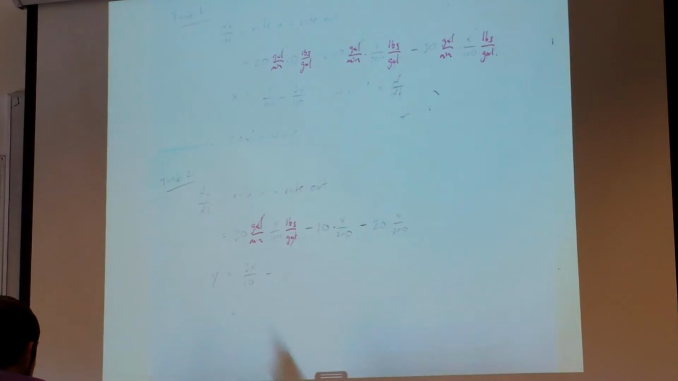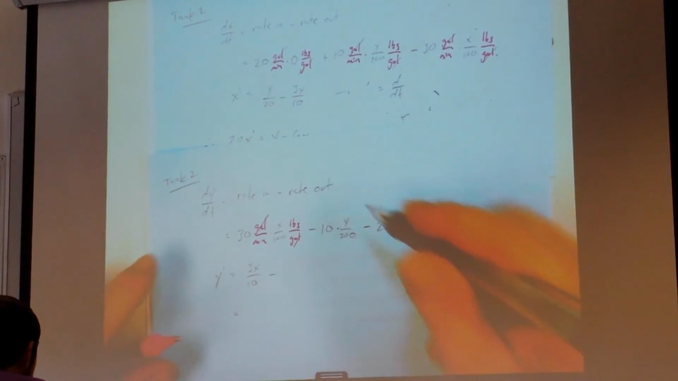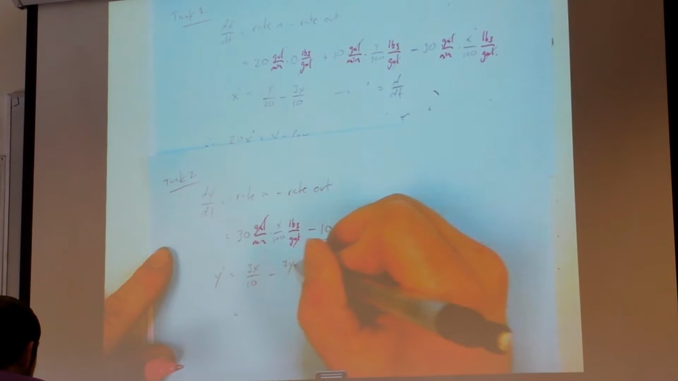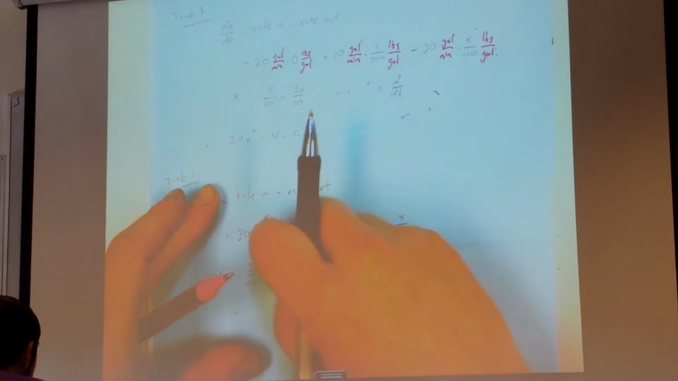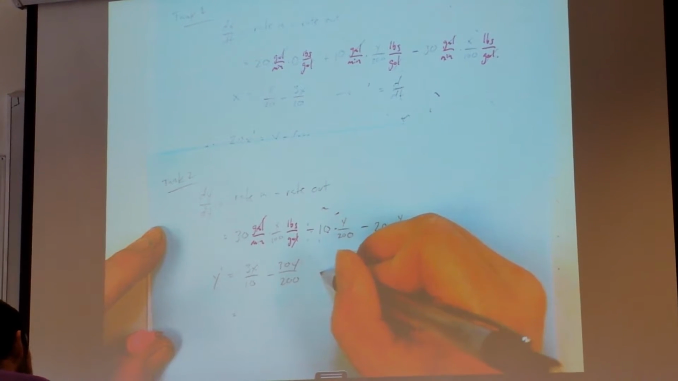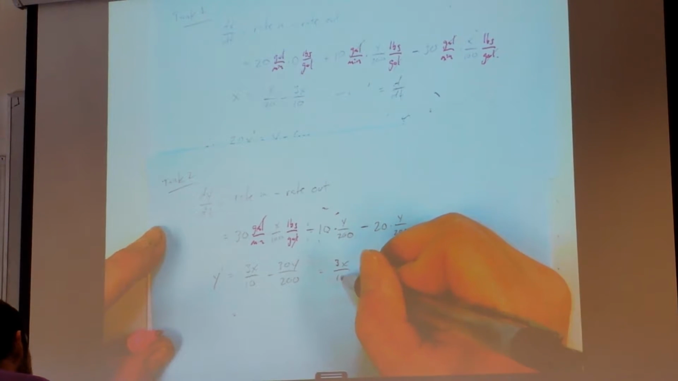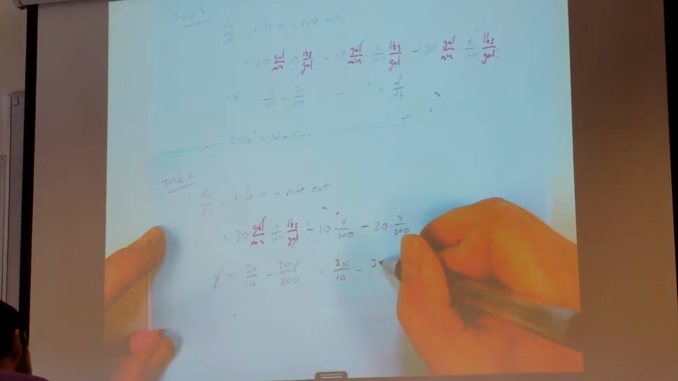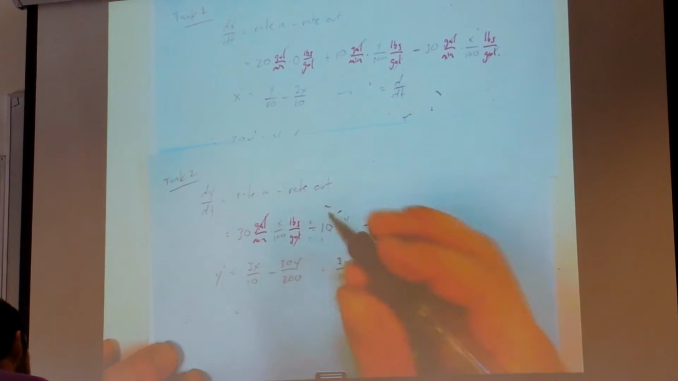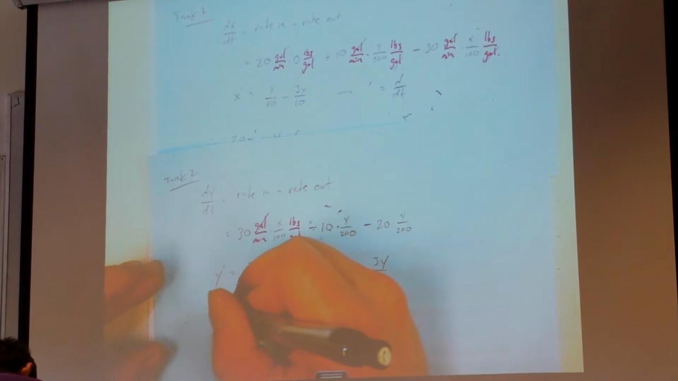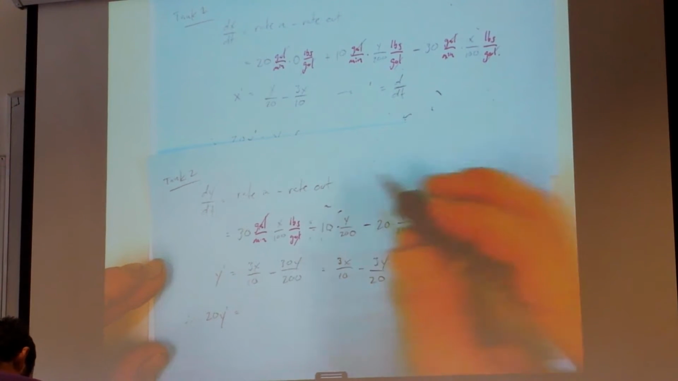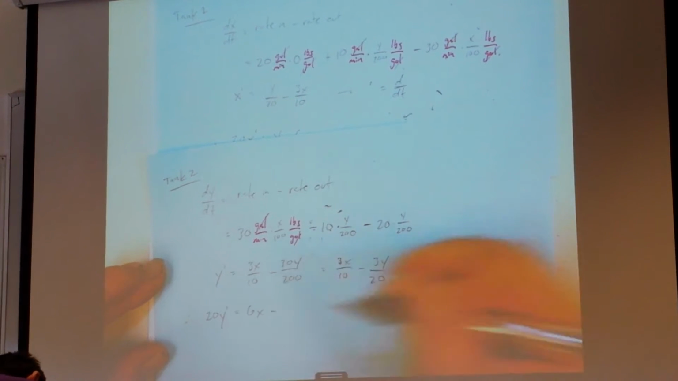Okay, so 3x over 10, you can combine it here. That would be minus 10y over 200, 20y over 200. That's 30y over 200. That's why I brought in the pencil and the eraser today. 30y over 200, or 3x over 10 minus 3y over 20. Good. Now, if we clear the fractions on this one, multiply both sides by 20 again, we'd have 20y prime equals 6x minus 3y.